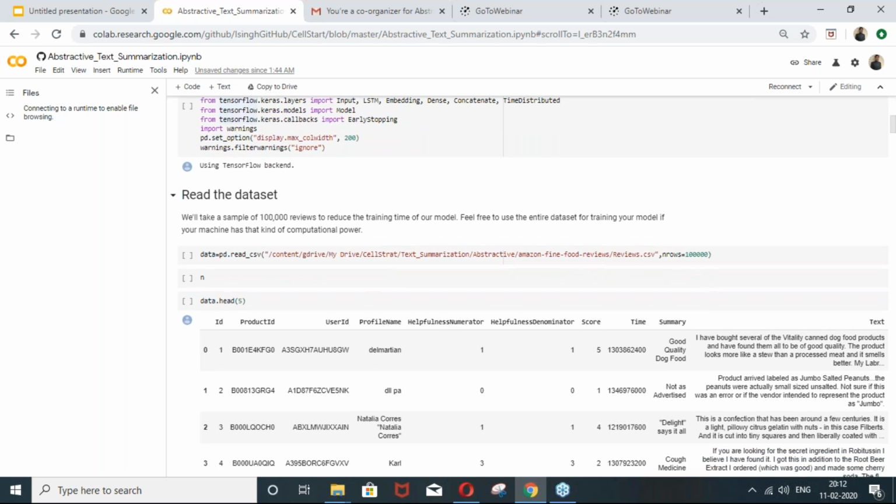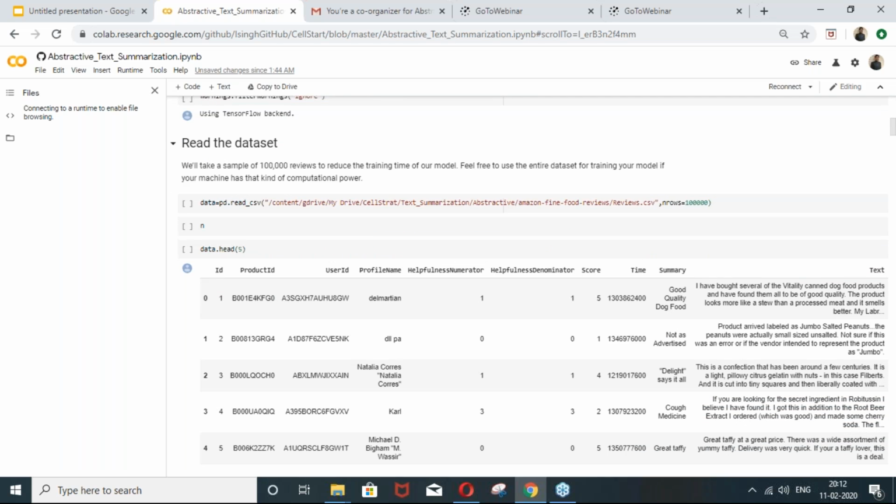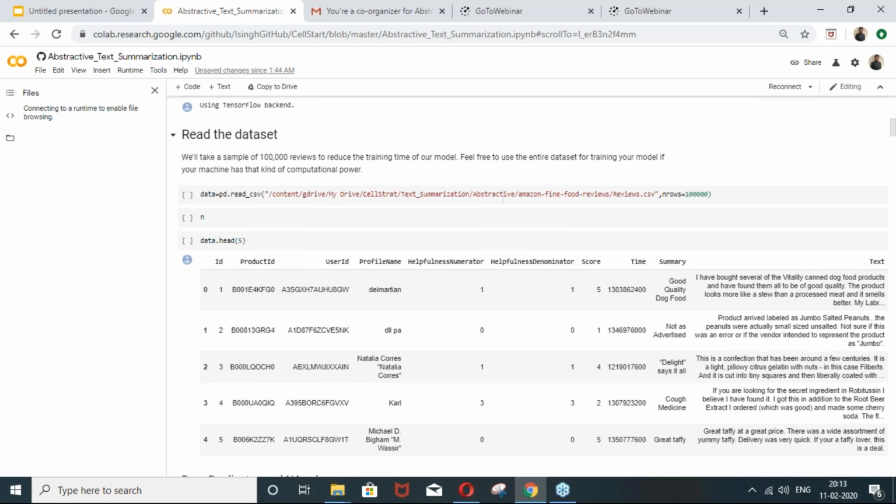Okay, so let's start the code demo. We have taken a sample of 1 lakh reviews. There is a predefined reviews sample available for training. I have 1 lakh samples. You can take as many as you want, it's up to the computational power of your system. I took 1 lakh.